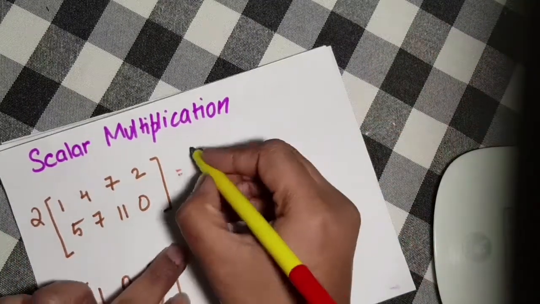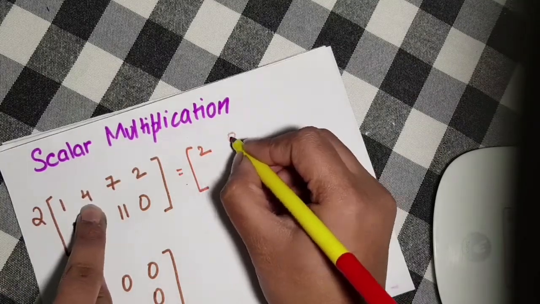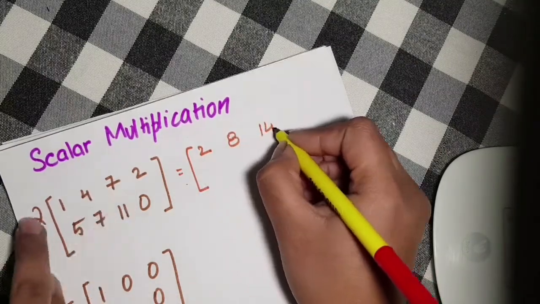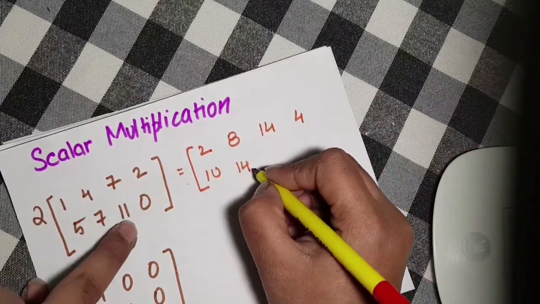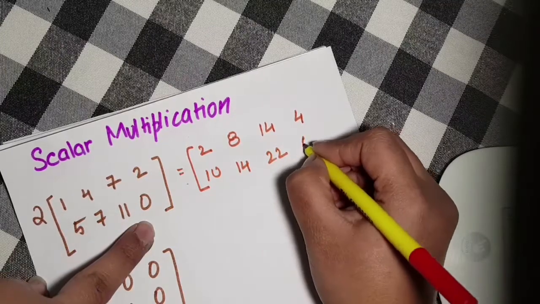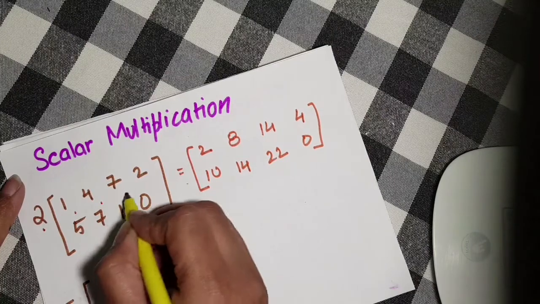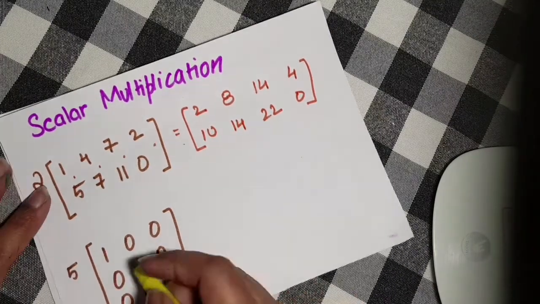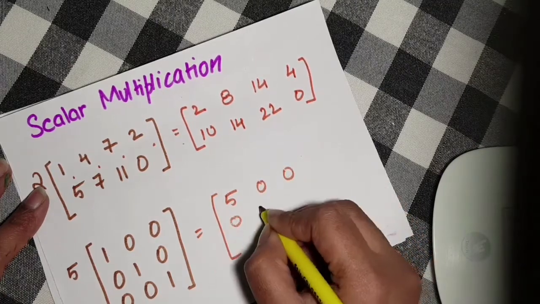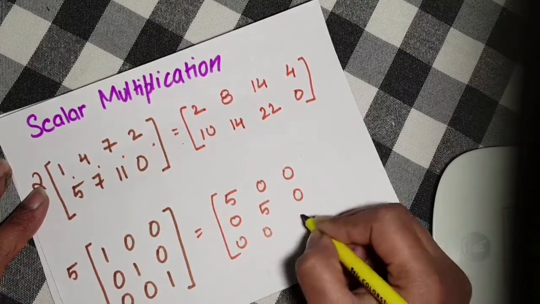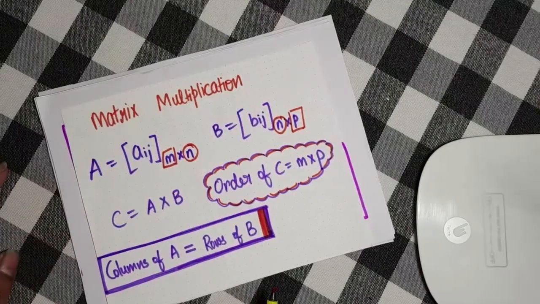For example, in the first one, 2 into 1 is 2, 2 4s are 8, 2 7s are 14, 2 2s are 4, 2 5s are 10, 2 7s are 14, 2 11s are 22, 2 times 0 is 0. Therefore, it's just multiplying 2 with every element in the matrix. The next example, 5 ones: 5 0 0, 0 5 0, 0 0 5. Now that was scalar multiplication.